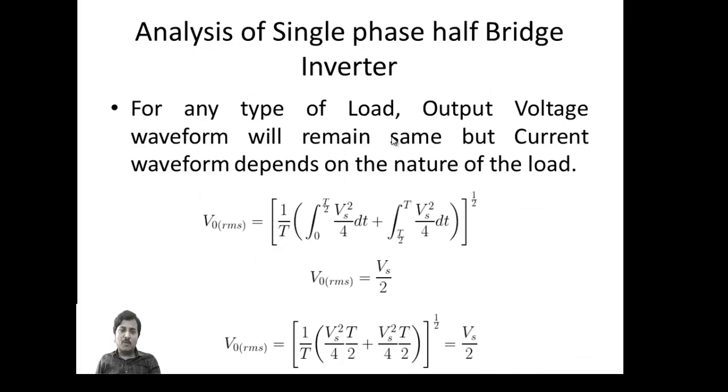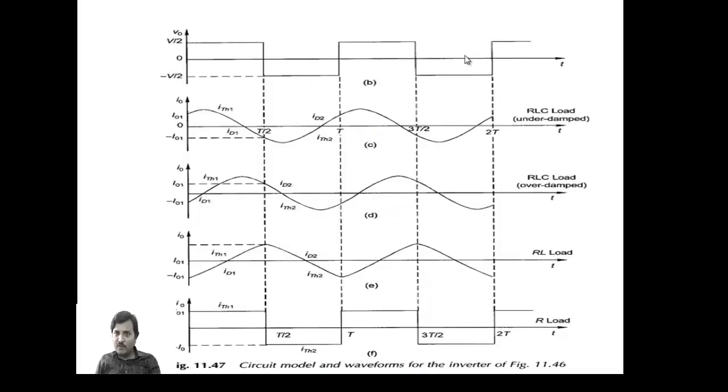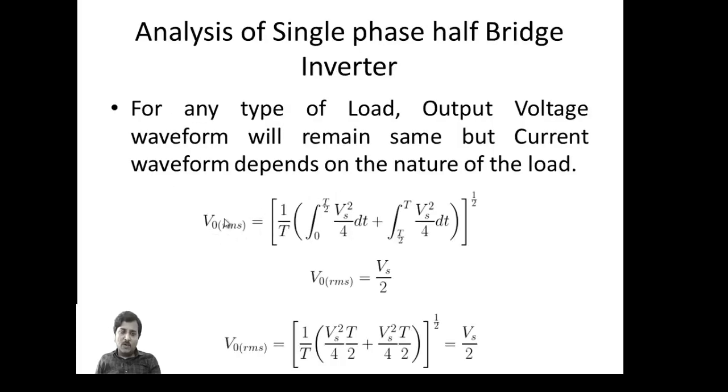For any type of load, the output voltage waveform remains the same. Only the current waveform will be different. Just now we have seen the output voltage waveform is this one, but the current waveform depends upon the type of load connected. So the RMS voltage is 1 by T, integral from 0 to T by 2 of Vs by 2 whole square, that is Vs square by 4 dt, plus from T by 2 to T again Vs square by 4, because minus squared becomes positive again, dt, whole power 1 by 2. So this gives Vs by 2, which is the RMS value of the output voltage.